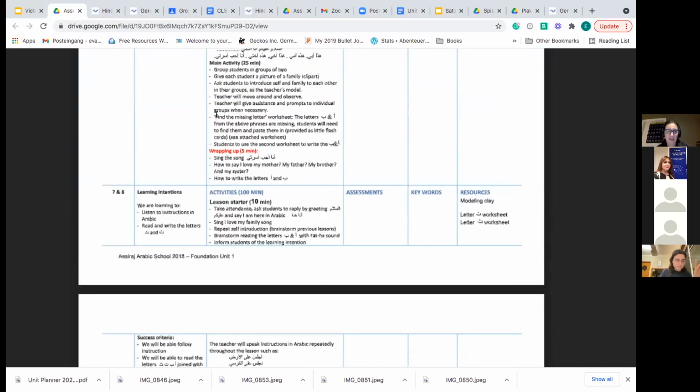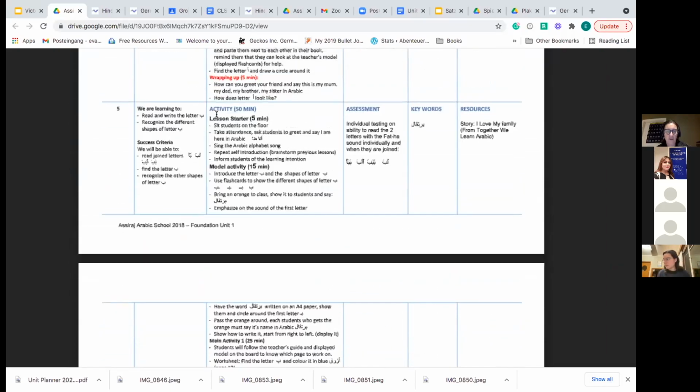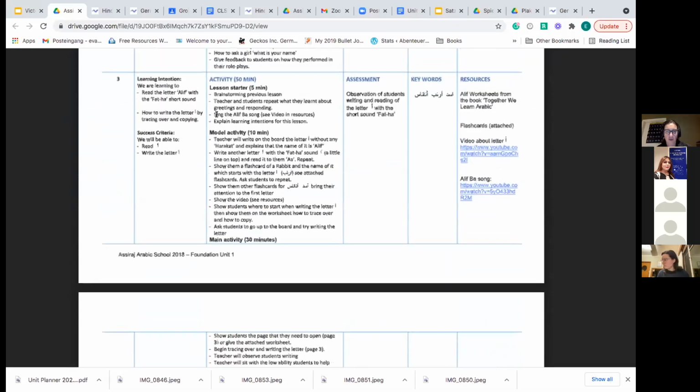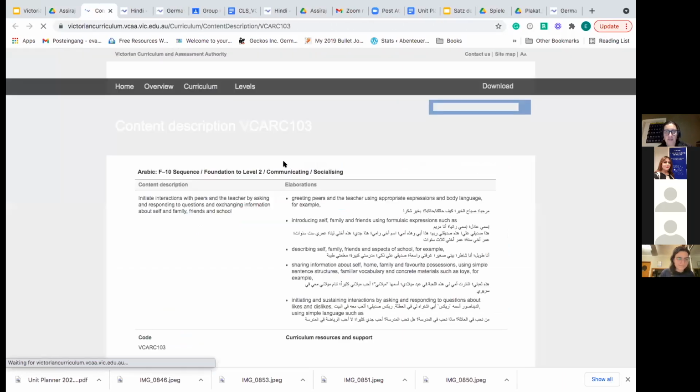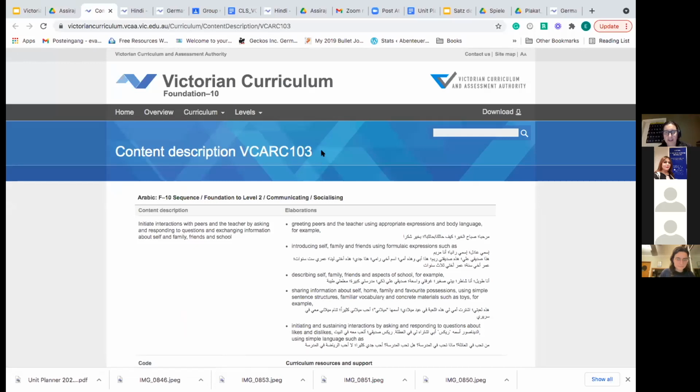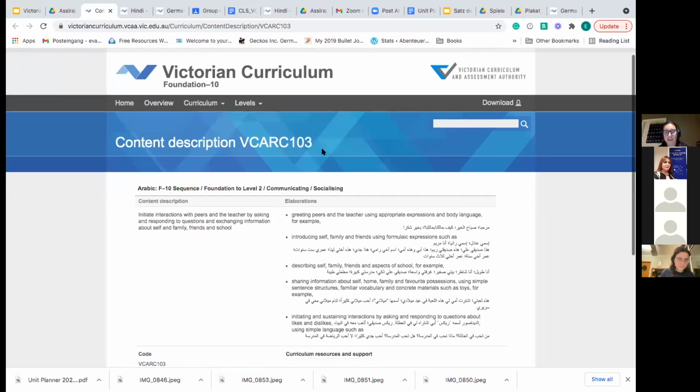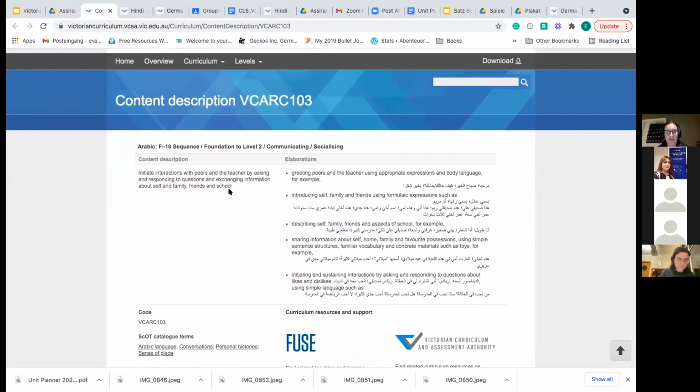We go back to the start of our unit of work, to the strands. So sorry for the scrolling. I hope nobody gets seasick. So here we are. And you can see this little gray thing here, VCARC 103. That's called a hyperlink. And if I click on this little thing, it should bring me to exactly this place. Yeah, that's part of the curriculum. Here's the content description, and here's just an explanation to it.